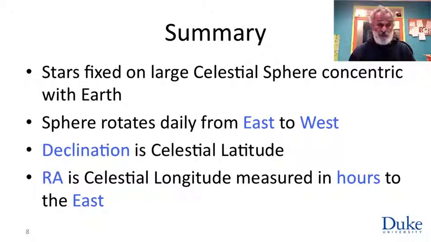To summarize what we've learned in this quick first video, we can imagine the stars as fixed on a large celestial sphere, concentric with Earth and surrounding it. The motion of the stars is carried by the fact that the sphere rotates daily from east to west. We measure positions on the celestial sphere by giving declination, celestial latitude in degrees north and south of the celestial equator, and right ascension, measuring from some particular meridian in hours of right ascension moving to the east, and this corresponds to the rate of rotation of the celestial sphere.